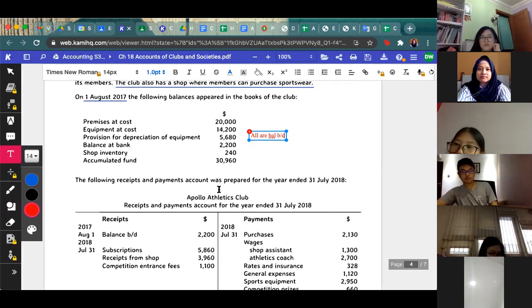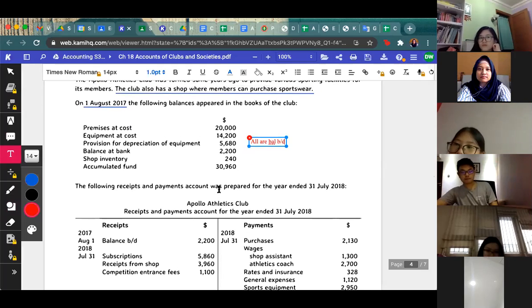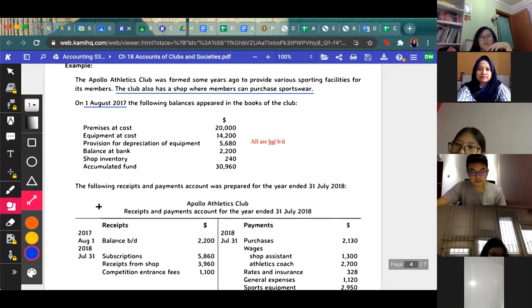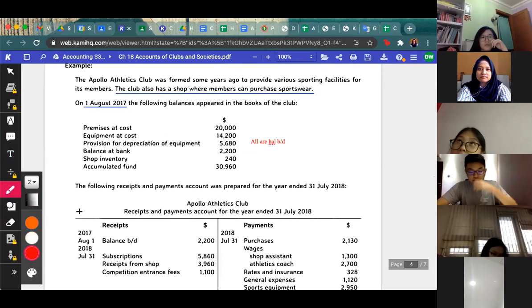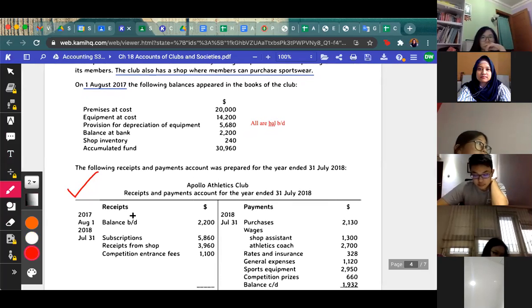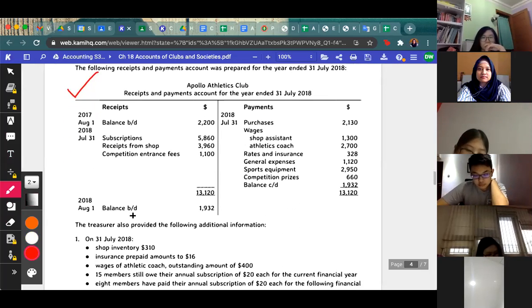And then the following receipts and payments account was prepared for the year ended 31 July 2017. We have done this before yesterday. I have explained the receipts and payments account, how you would do that. And then based on receipts and payments, you have a balance at the end of accounting period of 1932.